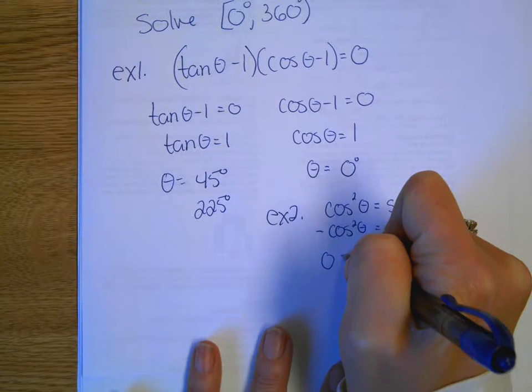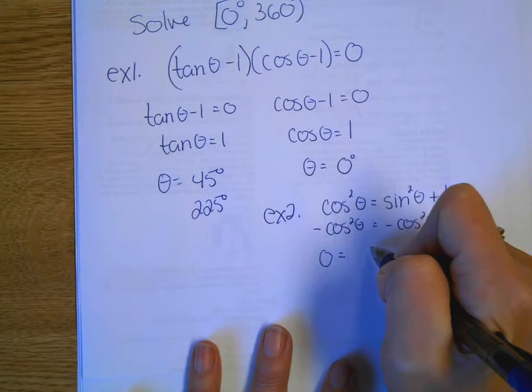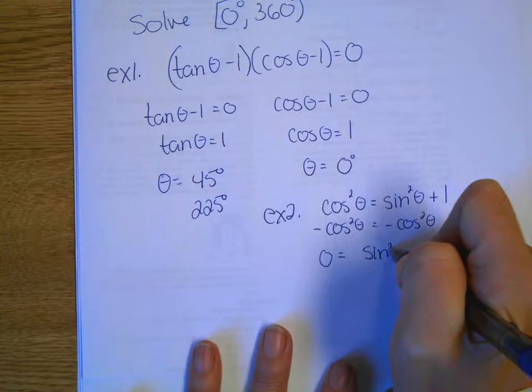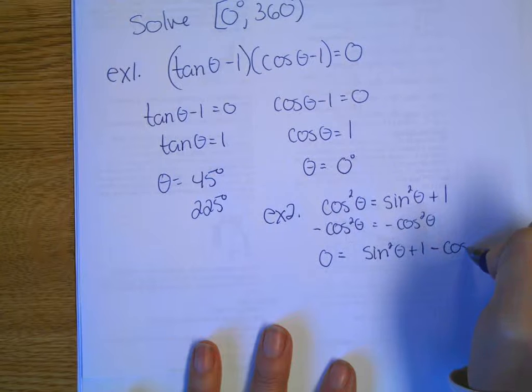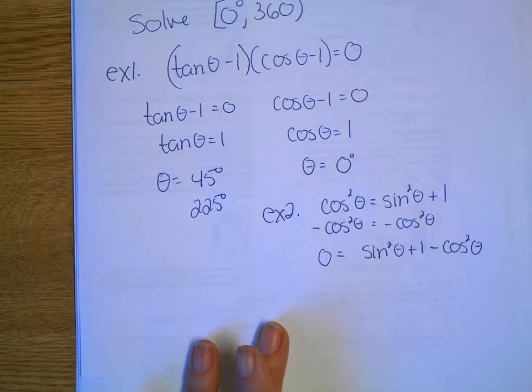So I'll have 0 equals, and it doesn't matter, I'll put it on the end, sine squared plus 1 minus cosine squared. Why did you write the example so far over there? Because I wanted more room.